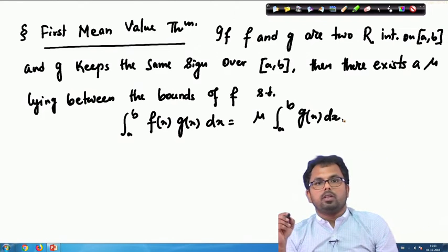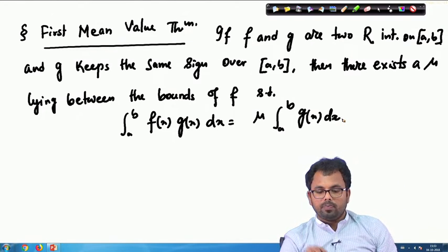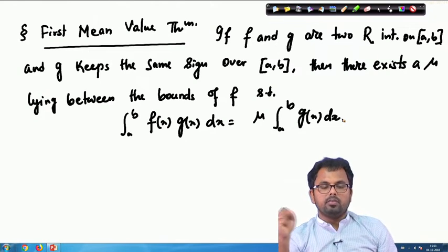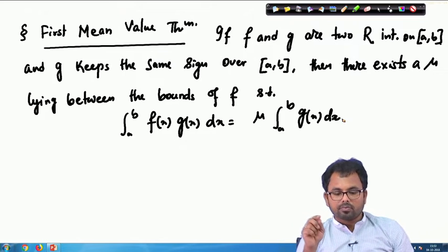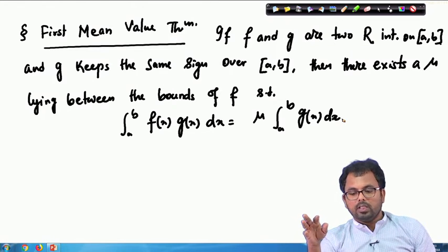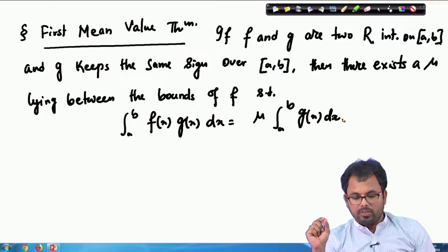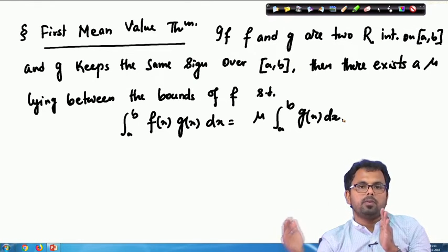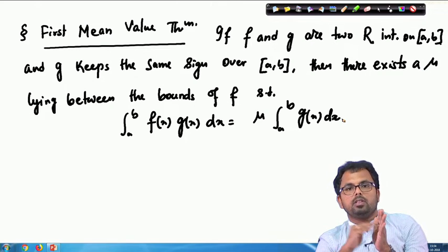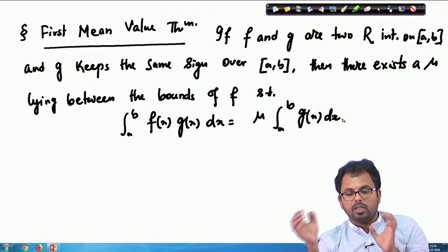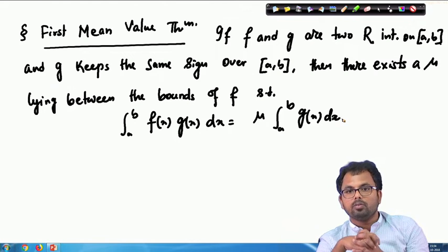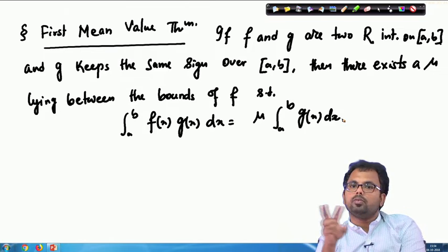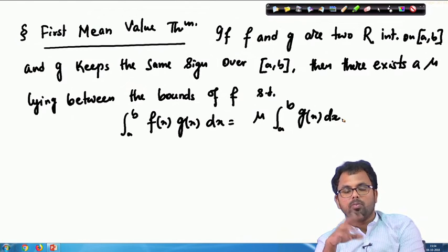So this is the first mean value theorem, which says that if you have two Riemann integrable functions f and g, and the function g keeps the same sign over the interval a to b, then you have a value mu which lies between the lower bound and the upper bound of the function f. The function f is assumed to be bounded because it is Riemann integrable, and this point mu can be anywhere between the lower bound and upper bound.